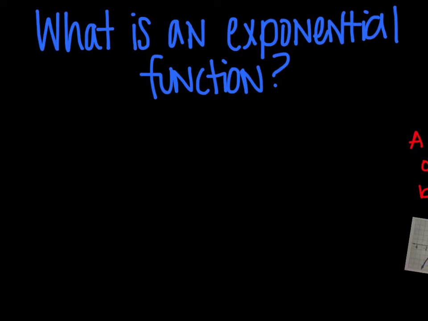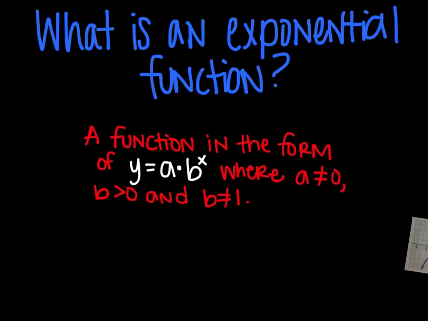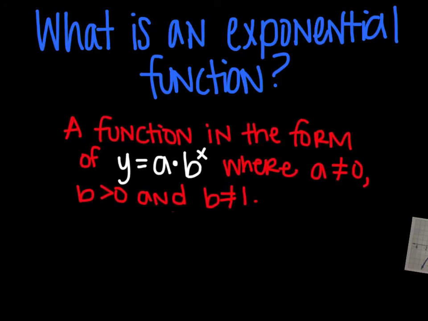First thing we need to talk about is what is an exponential function exactly. The easiest thing you can take out of that is the word exponent, because there is an exponent needed in this function. It is in the form of y equals a times b to the x. There is a couple restrictions here. A cannot be 0, and b has to be greater than 0, and b cannot be 1, all for obvious reasons if you just take a second to think about it.